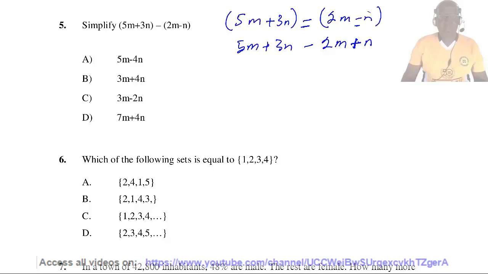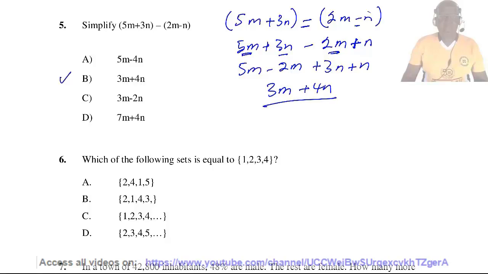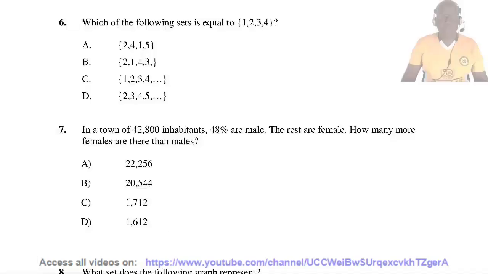We shall group like terms. 5m minus 2m plus 3n plus n. So 3m plus 4n. So the answer is B. Question 6. Which of the following sets is equal to {1, 2, 3, 4}? The answer is B. 1. Because they contain the same elements. 2. They are both finite sets.